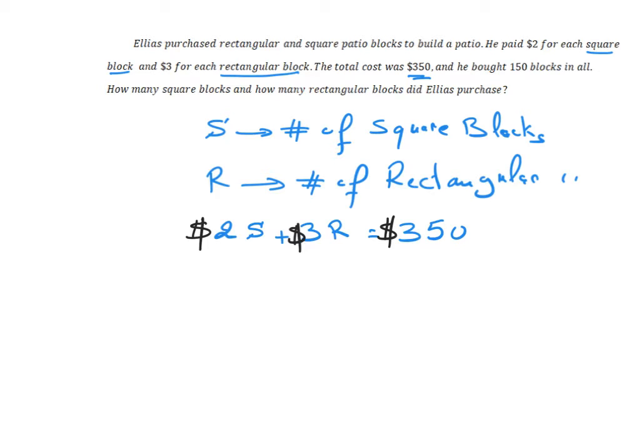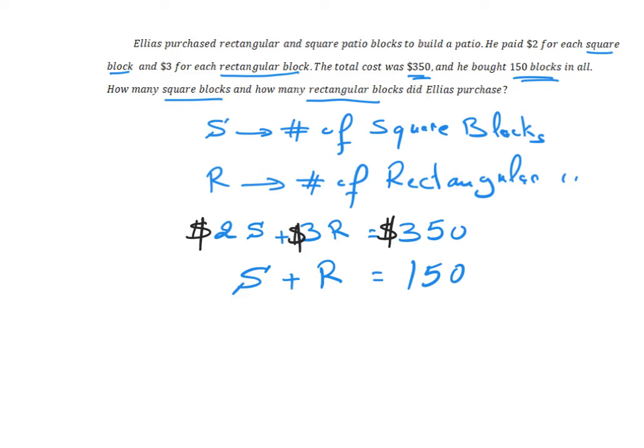And he bought 150 blocks in all, right? So the total between the number of square blocks and rectangular blocks will be 150. We don't know exactly how many square blocks or rectangular blocks, but we know the total is going to be 150. So S, which is the number of square blocks, plus R, which is the number of rectangular blocks, will be 150. And the question is, how many square blocks and how many rectangular blocks did Elias purchase?